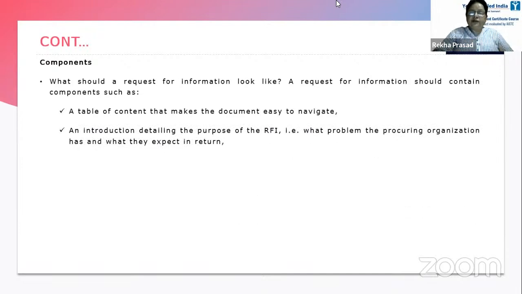An introduction detailing the purpose of the RFI, that is the request for information. What problem the procuring organization has and what they expect in return. They should know for what purpose they want it and what they are expecting. Accordingly, they'll make the bid.